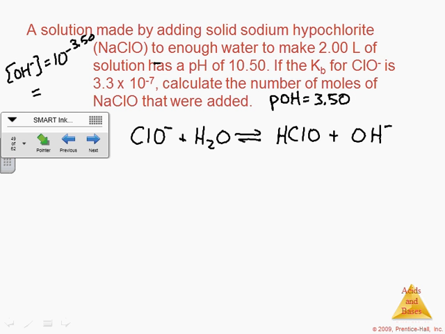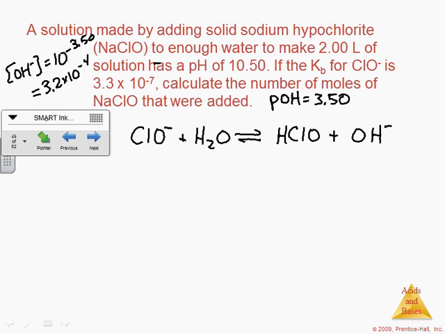How am I on sig figs? 3.2, I guess, because there's only 2 sig figs in that pH. So 3.2 times 10 to the negative fourth. That's my OH- concentration when? Initially? That's my equilibrium, right? Because I got that from my pH.